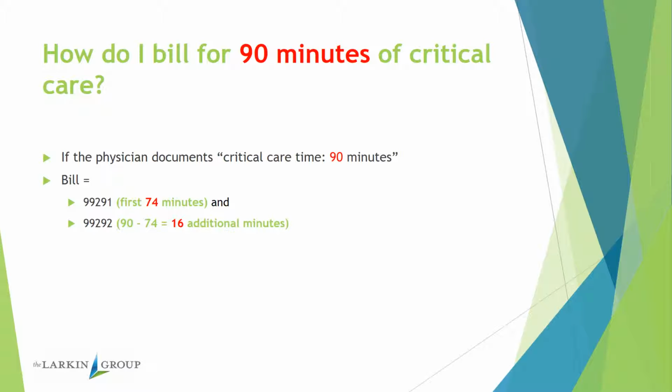Well, let's go through a couple of examples, because I'm so good at math that I can surely teach you something here about numbers and adding. So for 90 minutes of critical care, we would bill the first 74 minutes using the 99291 charge. And I'll show you what that looks like in a minute on the Epic template. But that leaves you 90 minus 74. That leaves you 16 additional minutes of critical care that you want to bill for. So then you will add one 99292 charge. So let's see what that looks like.